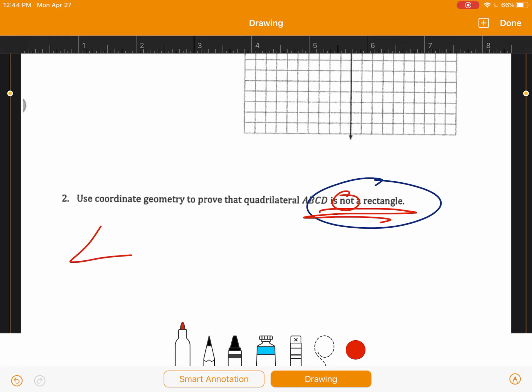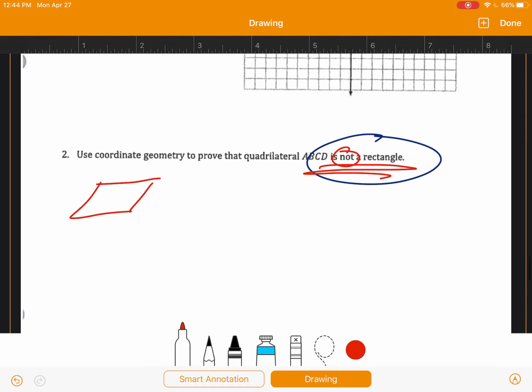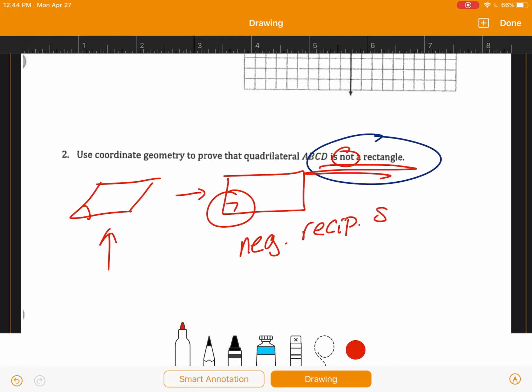Okay, because if you have a parallelogram, oops, that was a terrible parallelogram. That's a little better. So if you have a parallelogram and you stand it straight up so that it's got right angles, then it becomes a rectangle. If it doesn't have a right angle, then it's not a rectangle. So we're going to prove that the shape is like that because we're going to say that it doesn't have a right angle. And we know that you can get right angles by having negative reciprocal slopes.